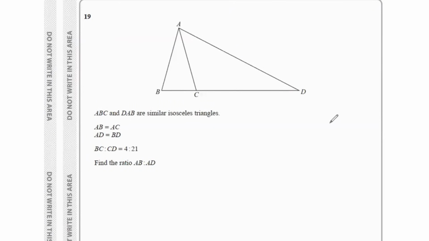Next question says that ABC and DAB are similar isosceles triangles. So let's highlight these now. AB corresponds to DA. AC corresponds to DB. And BC corresponds to AB. Okay.